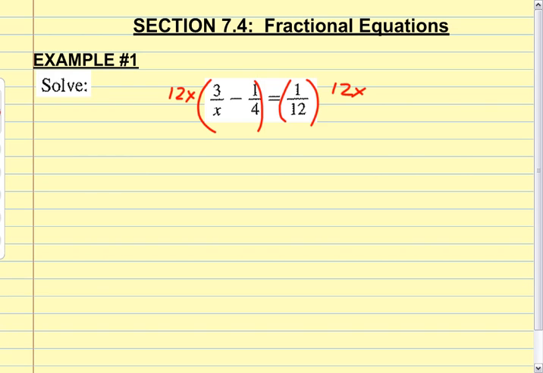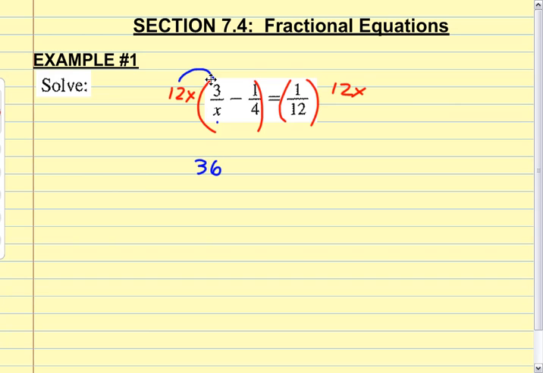Nice. Okay? Now, let's think about this. When I distribute to this first term, what cancels out, Kyle? When I'm distributing to the first one. The x's do. But I'm left with the 12, right? So I need to go ahead and multiply that. So what do I get? 36. I get 36. So in that first term, the x's cancel.